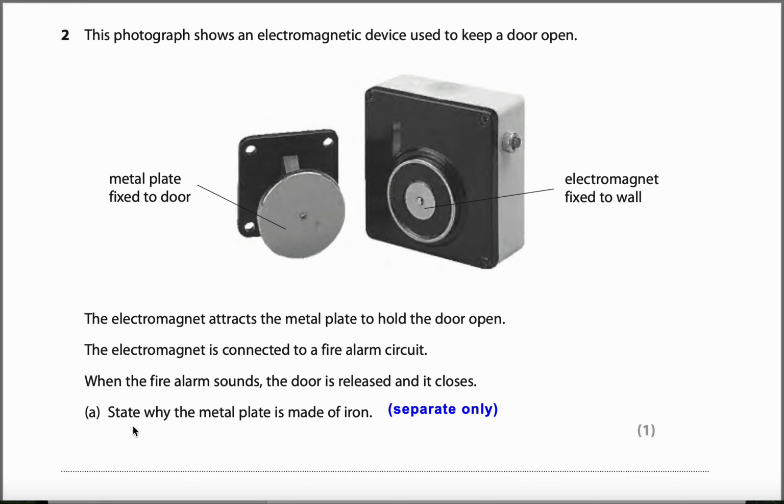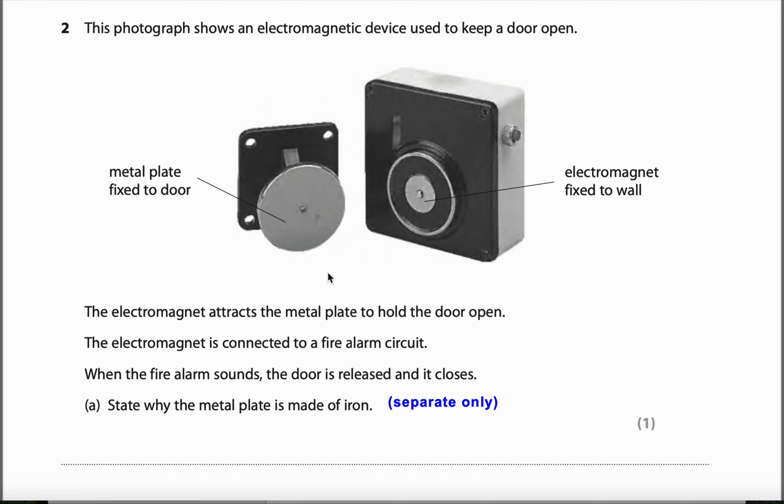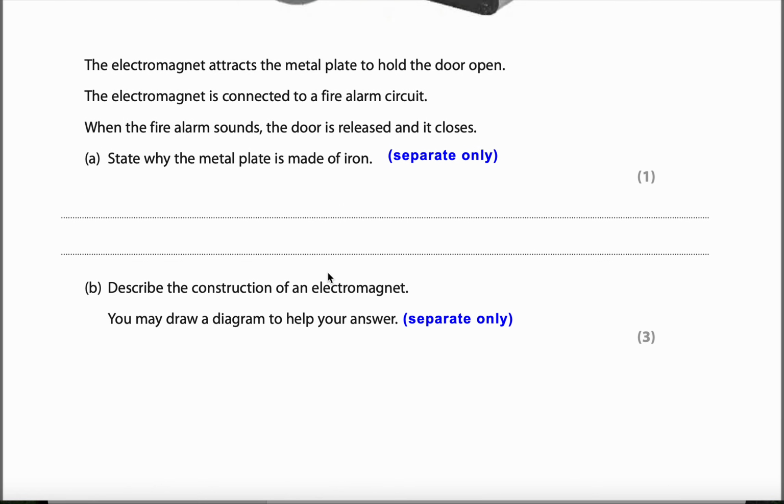So state why the metal plate is made of iron. Well, iron is a magnetic material, first of all, and that might get you the mark. And it's also a soft magnetic material. That means it's easy to induce magnetism within it from this electromagnet. But also once it loses connection with the electromagnet, it loses its magnetism very quickly. So it's the right material to use. Okay, so that's only a 1-mark question.